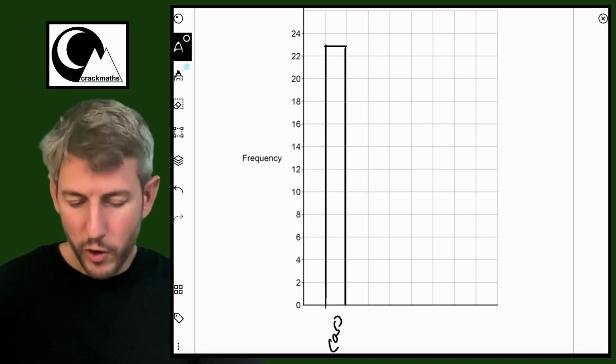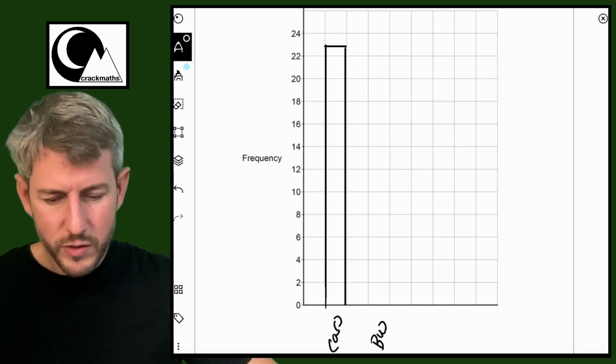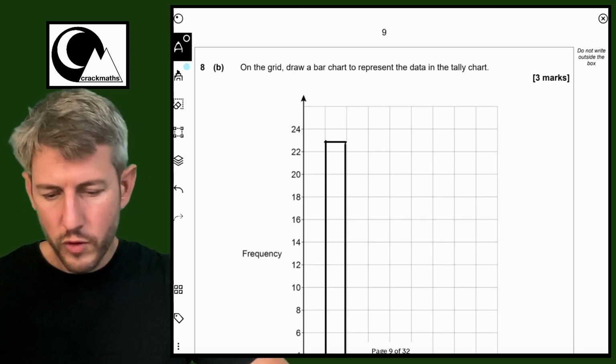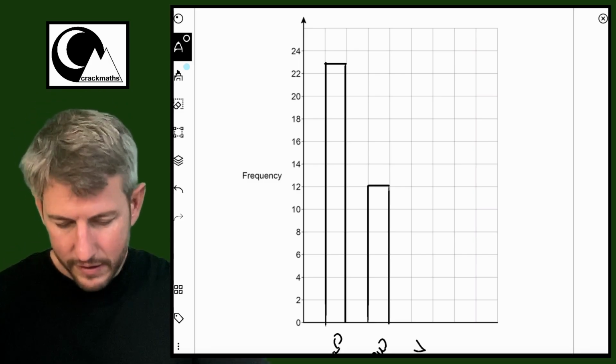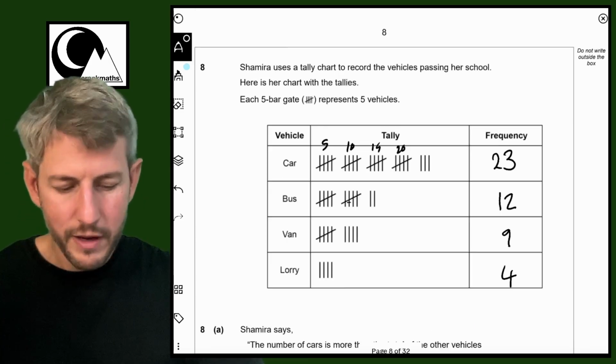And then we've got buses next. And what was the buses total? I think it was 12, wasn't it? So then I'm going to draw the bus next. Bus goes up to 12. Then I think we had van. And I believe van is 9. Yeah, here we go. Van is 9.